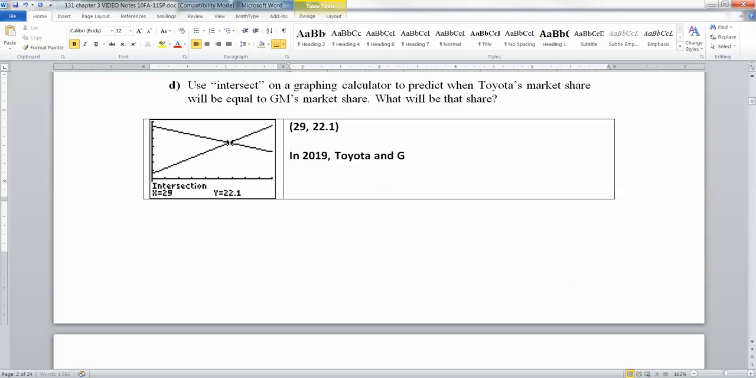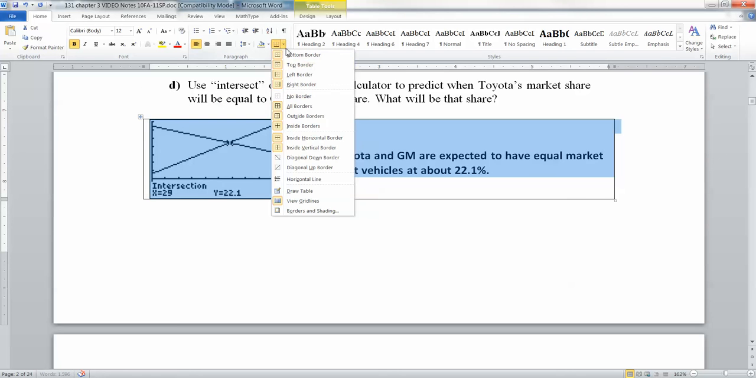Toyota and GM are expected to have equal market share, both at 22.1%. Because they ask what will be that share. So we'll have equal market share at about 22.1%. Equal market share of what? I suppose I should be clear. Of light vehicles, because we're not talking about trucks or anything. We're talking about light vehicles. All right, all done with that.